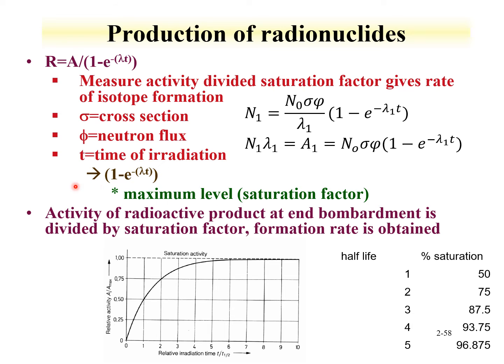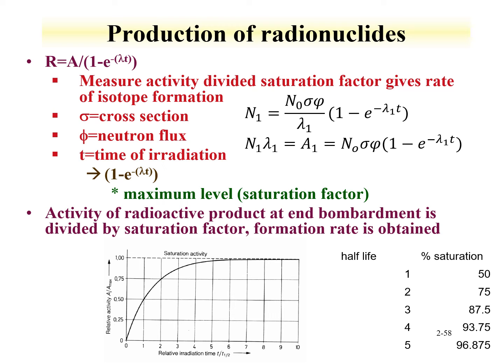In the previous slide, we discussed rates of formation. Another way of evaluating these rates of formation is shown here using this equation, where the activity of an isotope is measured after the reactions to produce that isotope, and that activity is divided by this saturation factor, 1 minus e to the minus lambda t. That'll provide the rate of formation. And that should be the same rate of formation value as calculated from the equations on the previous slide.